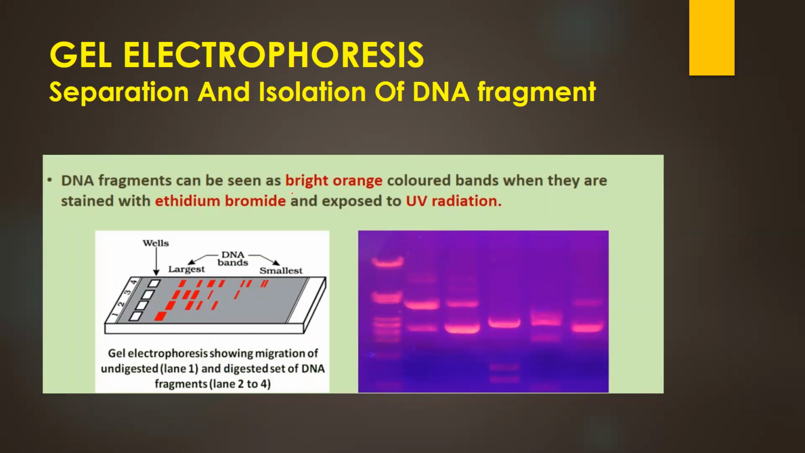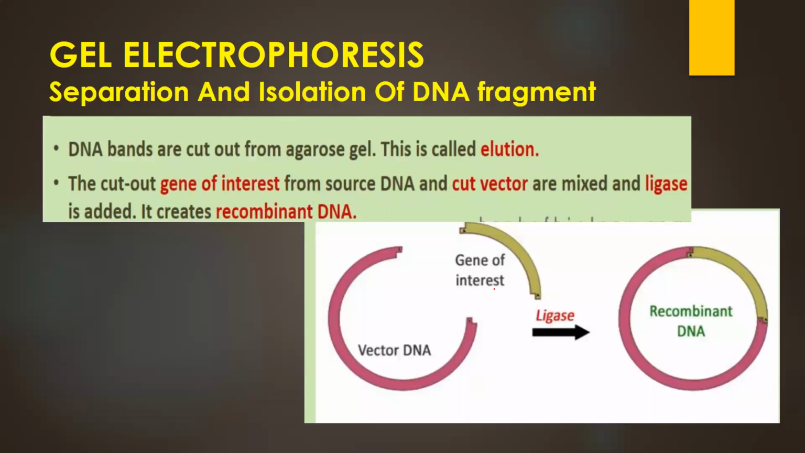So under UV radiation, you can see bright orange bands. And these are the smallest fragments because they have moved farthest. The separated bands of DNA are then cut out. You cut them from the agarose gel, and that is known as elution.